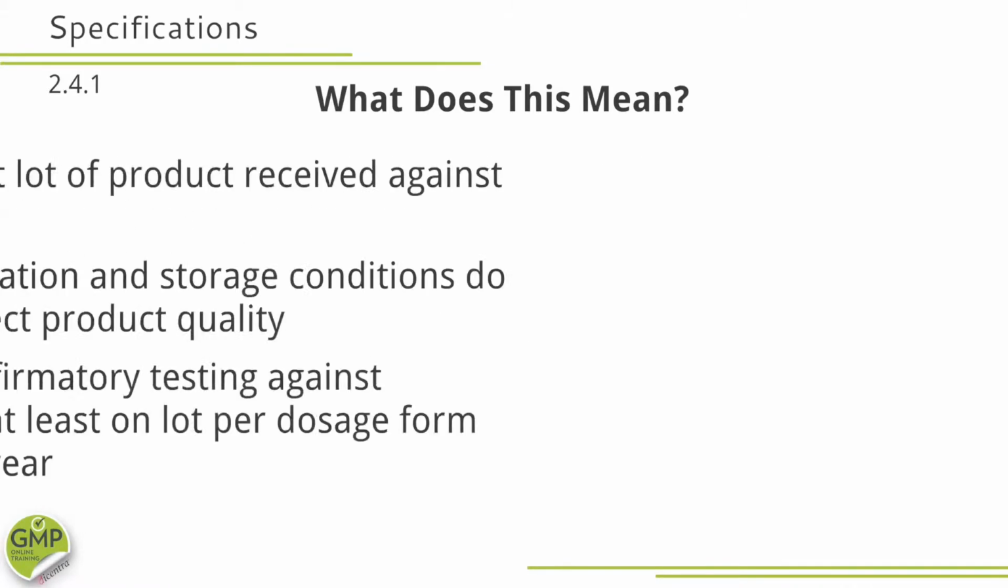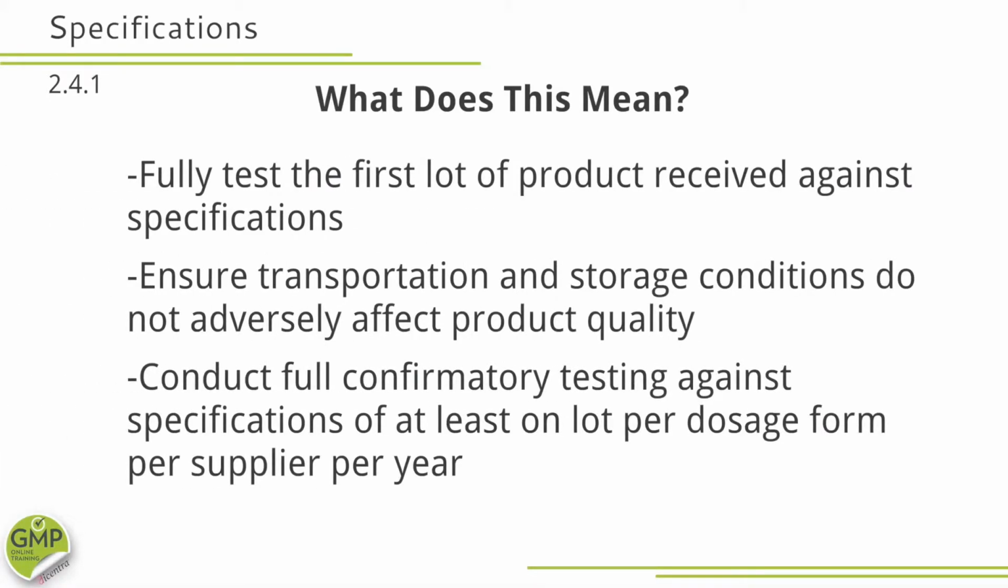This will involve fully testing the first lot of product received against specifications, including any identity testing. Just a word on identity testing. This doesn't mean that you simply look at the label to see if the right name is there. It may call for a proper laboratory test, unless of course the organoleptic properties of the product are such that you can uniquely identify the product simply on that basis. For example, by looking simply at the physical appearance, the taste, the odor, etc.